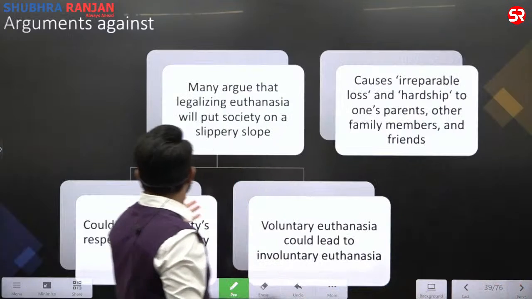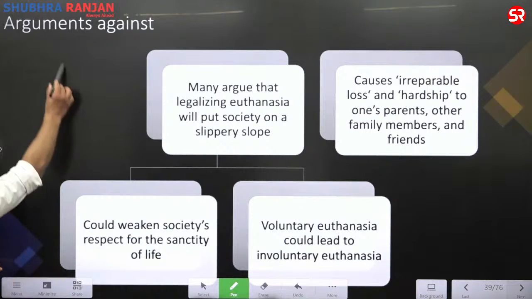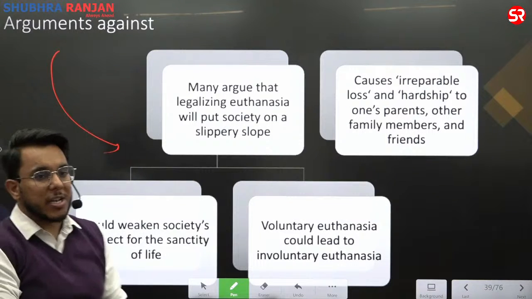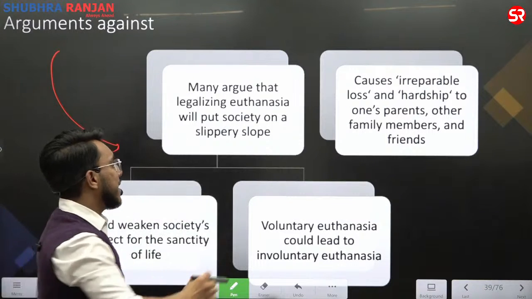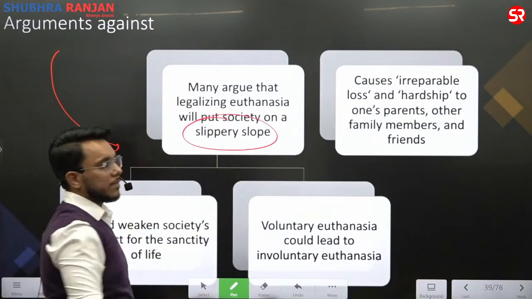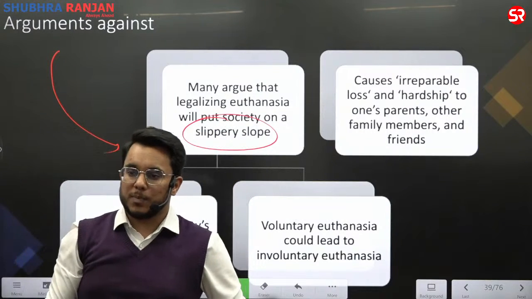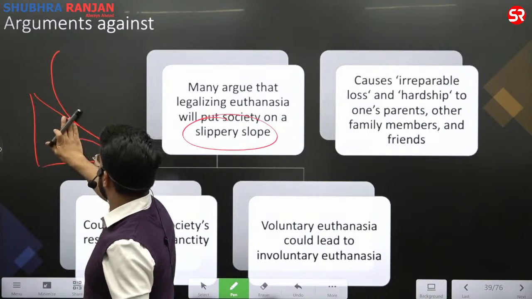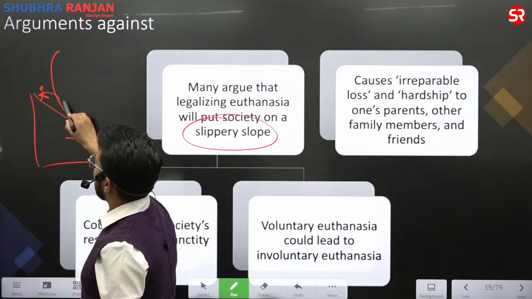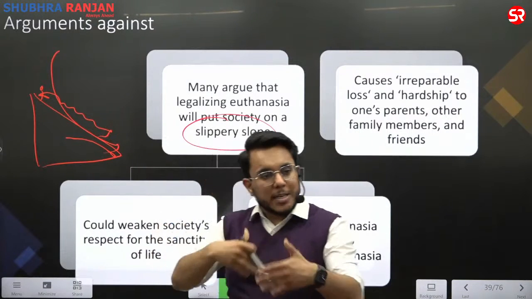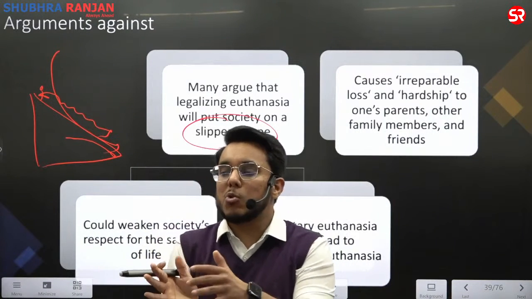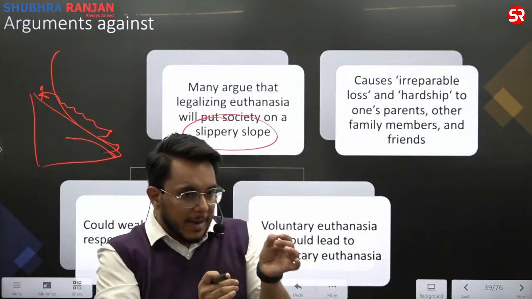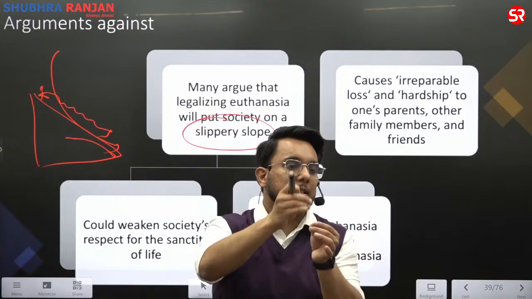Then next, the arguments against euthanasia. Now, the biggest argument that comes here is that it will start a slippery slope. Now, what is a slippery slope? Suppose you are coming down a slope. Once you slip, you will not be able to balance yourself. Slippery slope means you do something and then a kind of snowball effect starts.